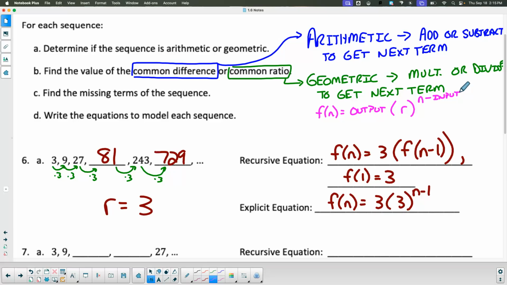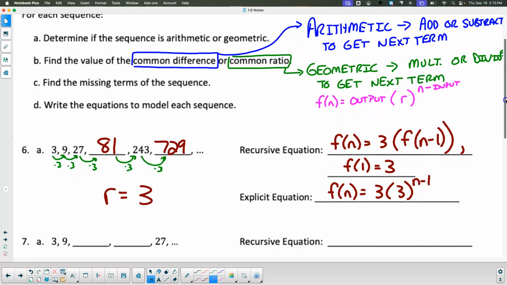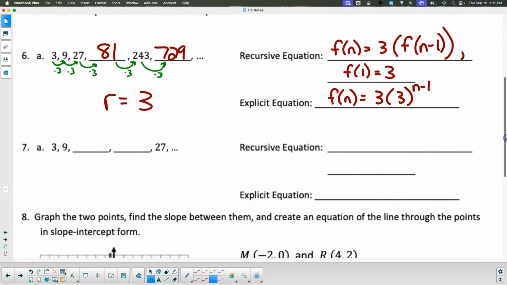Alright. Number 7. What did we come up with? Is it arithmetic or is it geometric? Why is it arithmetic? Because we're adding 6 now on each one, right?